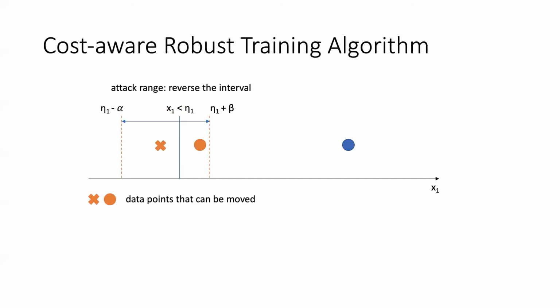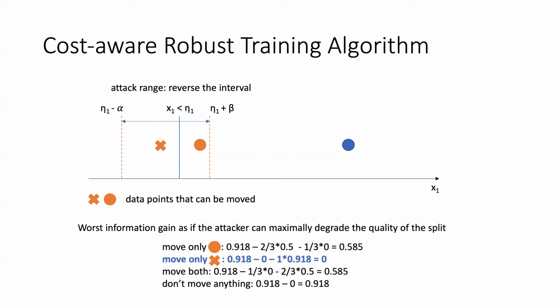The first thing we do is translate that to the attacker range, which reverses the interval around the data point to one surrounding the split. Here, the attack range is between eta 1 minus alpha and eta 1 plus beta. All data points within the attack range can potentially be moved across the split, but all data points outside the range cannot.